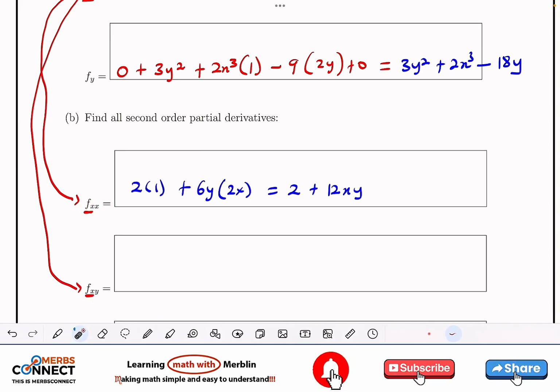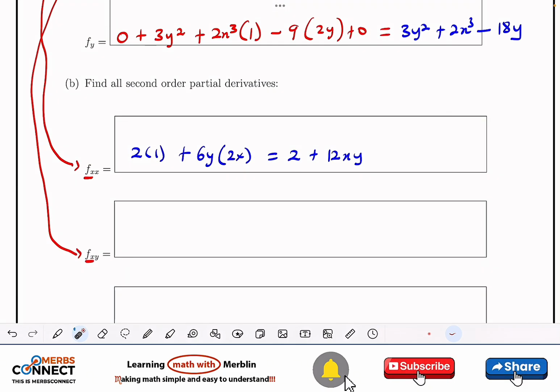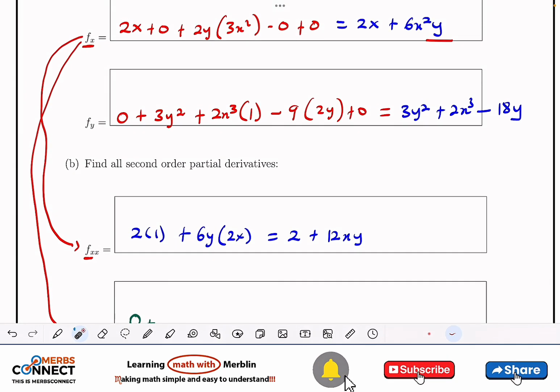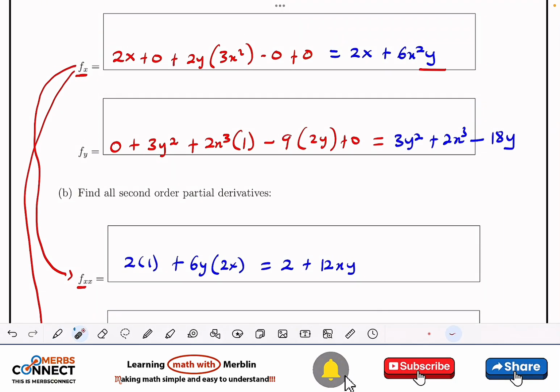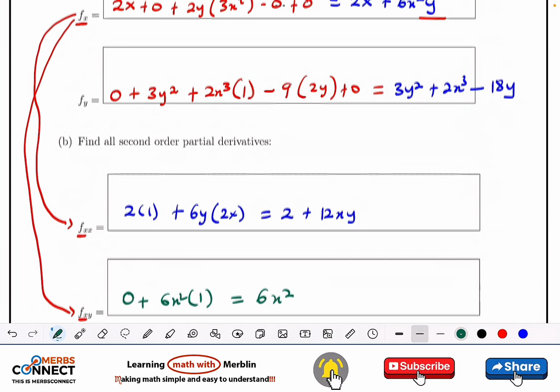Let's look at this one. Now we differentiate fx with respect to y. So now we differentiate this one with respect to y. So we need to think about the one with y. So this is with y. This has no y, so that one will be 0. So this is going to give us 0. Then plus. I'm differentiating with respect to y. So I'm going to have 6x squared times 1, as we can see here. 6x squared times, I differentiate this one, I get 1. So this is going to give me 6x squared. Good.